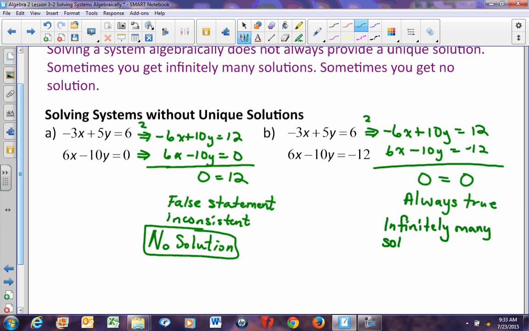And obviously, if you got something like x equals 6, then you'd go and plug it back in to find your y value. So if you get a true statement, like 7 equals 7, 4 equals 4, negative 2 equals negative 2, that means it's infinitely many solutions. If you get a false statement, 7 equals 12, 0 equals negative 4, that's a false statement. That would be inconsistent. That would be no solution. And this is how you solve systems algebraically.